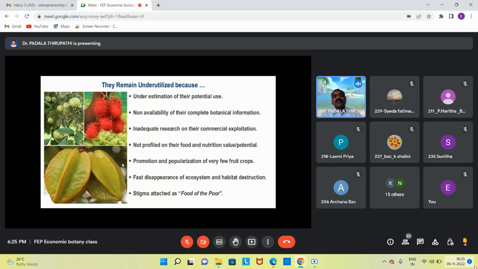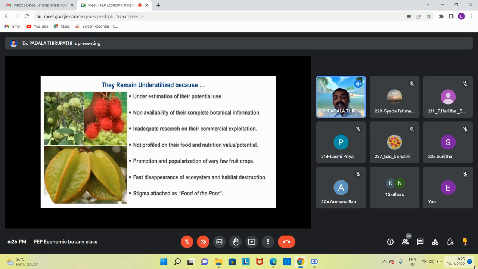So that's why many different fruits in our country remain underutilized, and only very few fruit crops are promoted and popularized. Mainly we know the mango, the pride fruit of India. Which fruit is the pride fruit of India? Mangoes. And some custard apple and banana are given proper importance. The other fruits remain unpopularized, and they are not given priority for consumption or utilization.